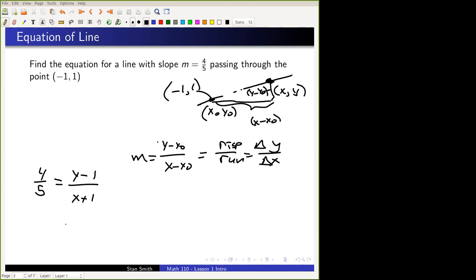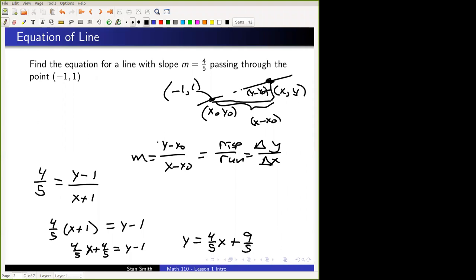And I can solve for y. So I've got 4/5 times x plus 1 is equal to y minus 1, or 4/5 x plus 4/5 is equal to y minus 1. I can add the 1 to both sides, so I end up with y is equal to 4/5 x plus 1 4/5, or 9/5. And I'm done. This is the slope-intercept form of a line. And this is the point-slope form.